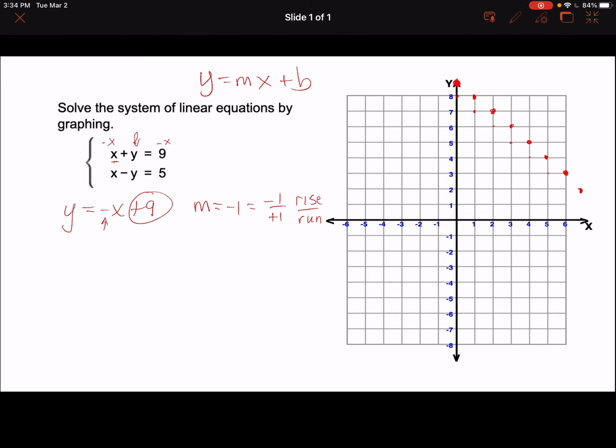And let me see if I can connect these with a straight line, as straight as I can get it on an iPad. Okay, well, pretend that's straight.